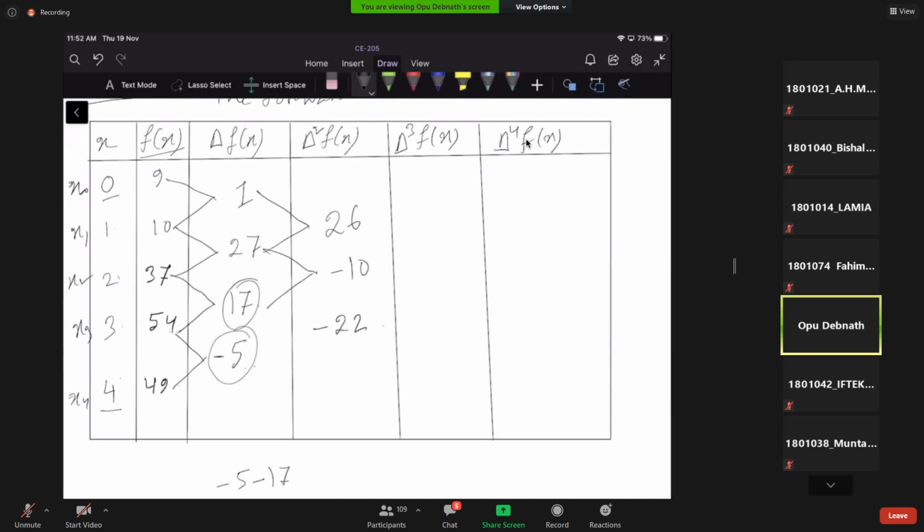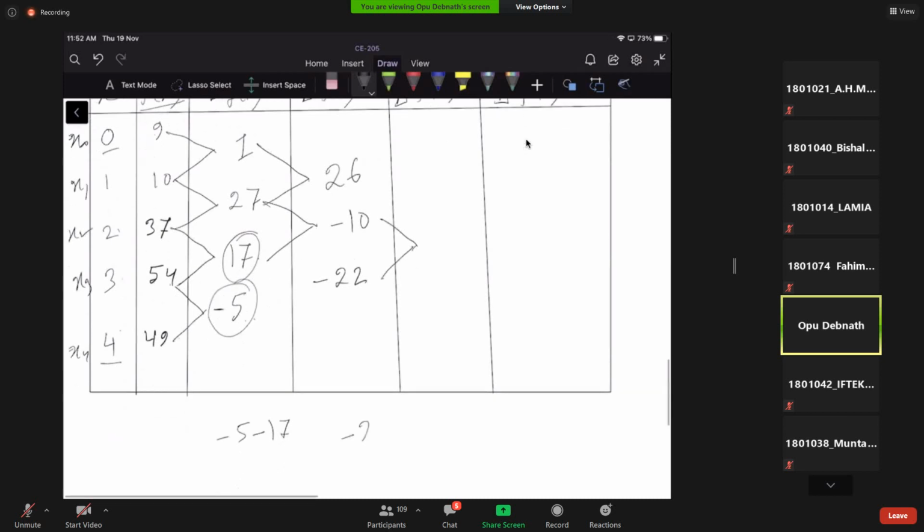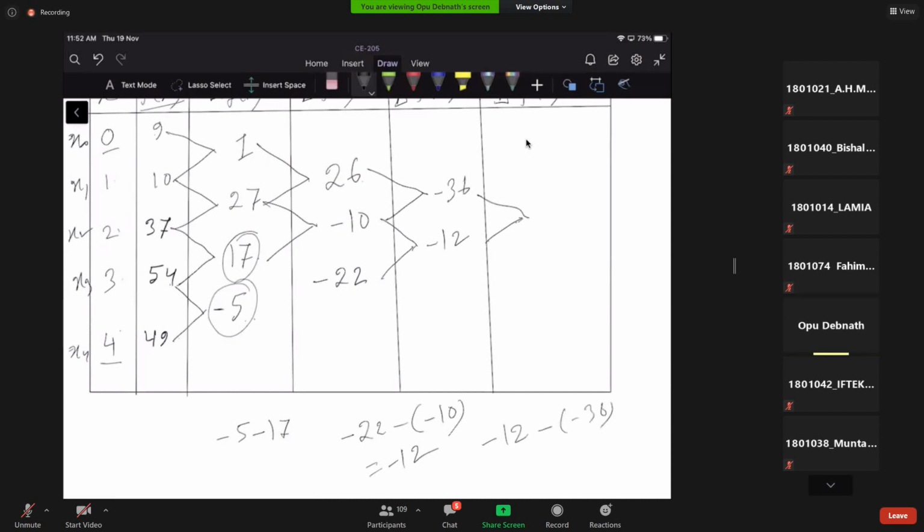Again for these two, minus 22 minus 10. This will be minus 12. For this, minus 10 minus 26. This will be minus 36. And last one, minus 12 minus 36. This will be 24.